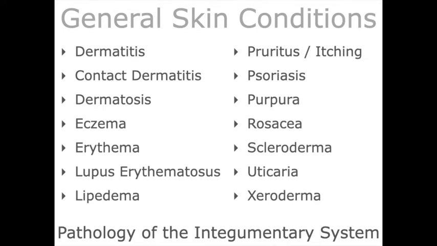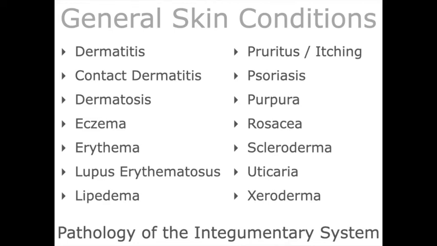Lupus erythematosus, LE, also known as systemic lupus erythematosus, SLE, is an autoimmune disorder that is characterized by red, scaly rash on the face and upper trunk. In addition to the skin, lupus erythematosus also involves other body systems. Lipidemia is an abnormal swelling due to the collection of fat and fluid under the skin, usually between the calf and ankle. Pruritus, also known as itching, is associated with most forms of dermatitis.